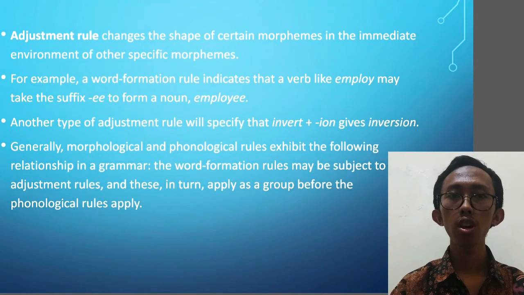Generally, morphological and phonological rules exhibit the following relationship in grammar. The word formation rules may be subject to adjustment rules, and these, in turn, apply as a group before the phonological rules apply. Word formation rules are unordered, but phonological rules may be ordered with respect to one another.